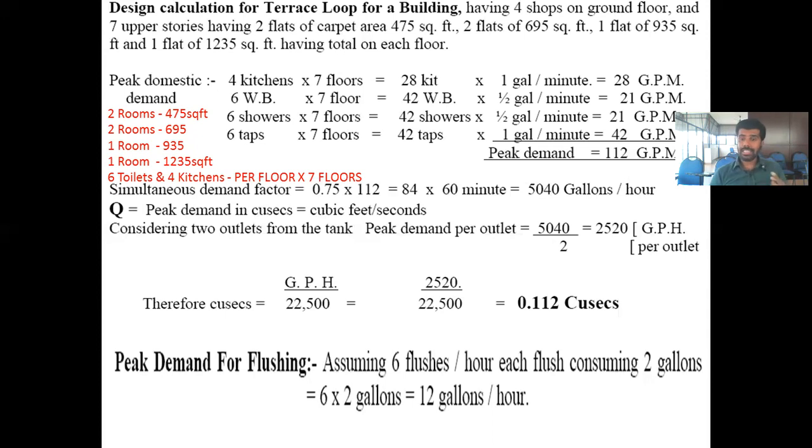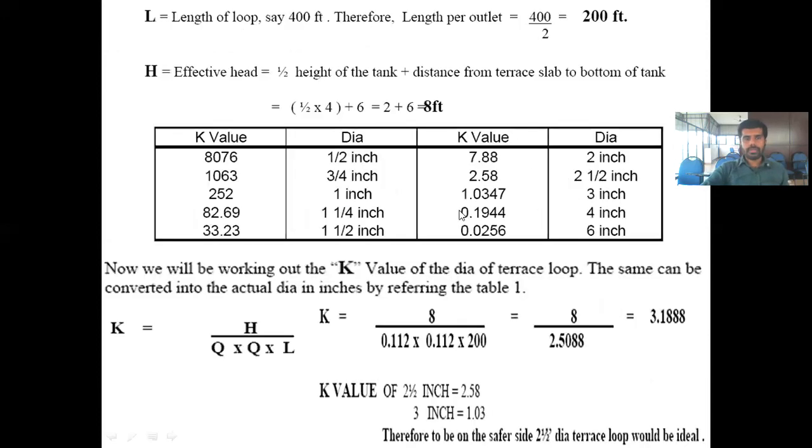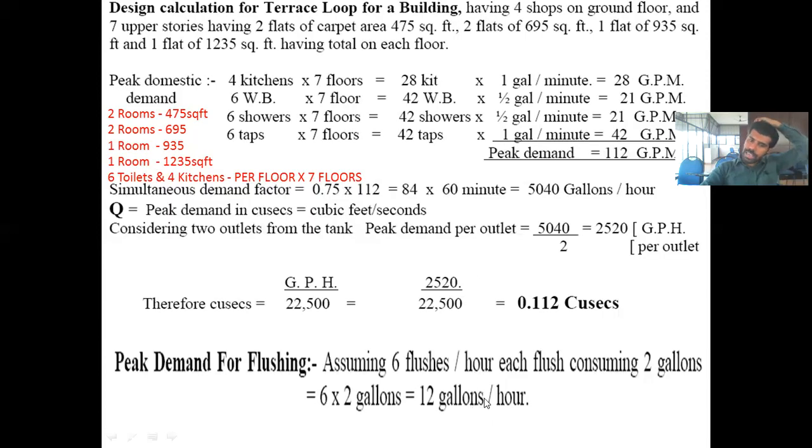So 6 flushes means 6 into 2, 12 gallons. So 12 gallons of water will be flushed out in 1 hour. Okay, that is the peak demand for flushing. That is a peak demand. Okay, so we got 12 gallons per hour. And this has 2,520 gallons per hour per outlet, and this also 12 gallons per hour from flushing tank. Okay, this is from domestic tank.